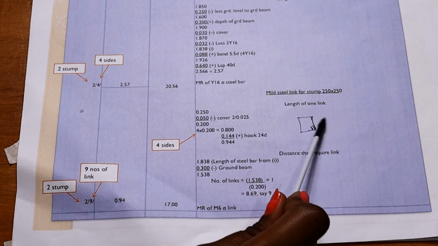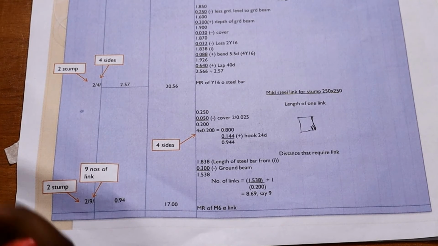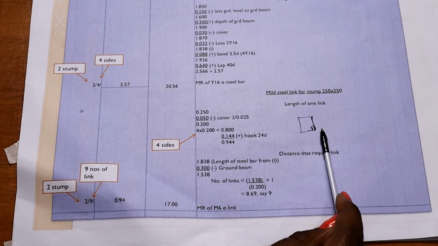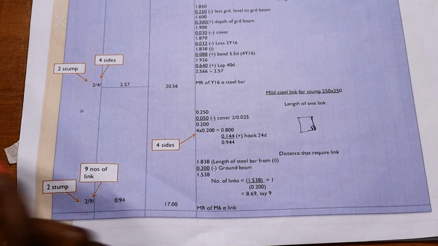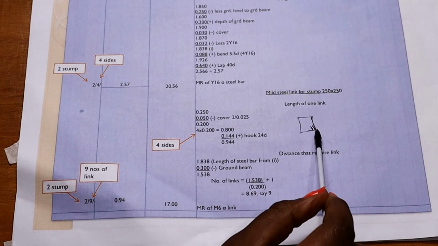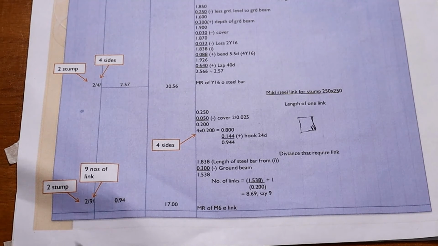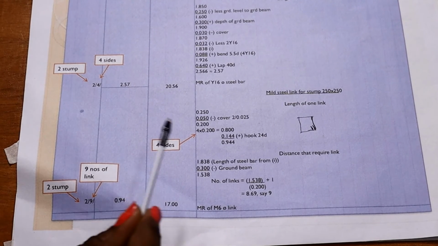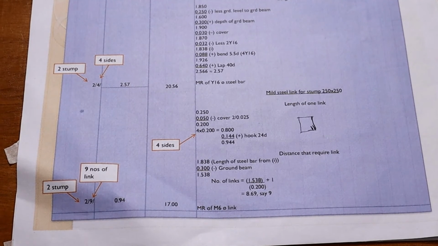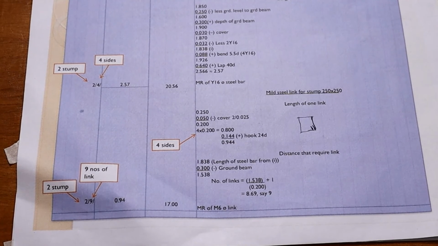Alright, two sides shall be 0.05. So it shall be 250 deduct 25, that makes 50. So it gives you 200. So if the length of this stirrup here is 200, removing the cover all around, it shall be 0.8. Then we shall add the length of the hooks.